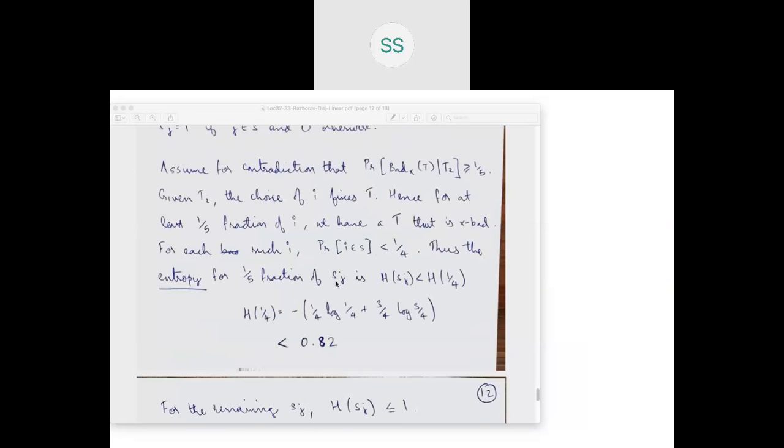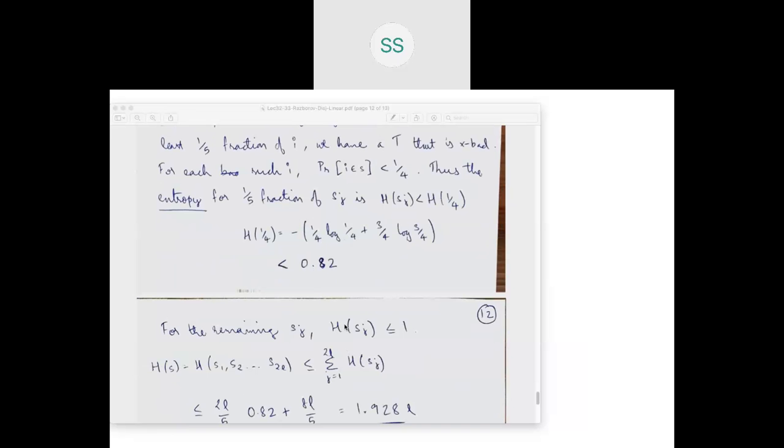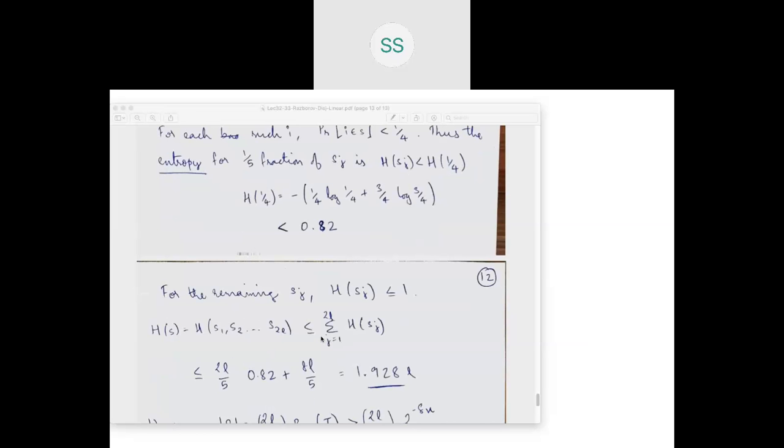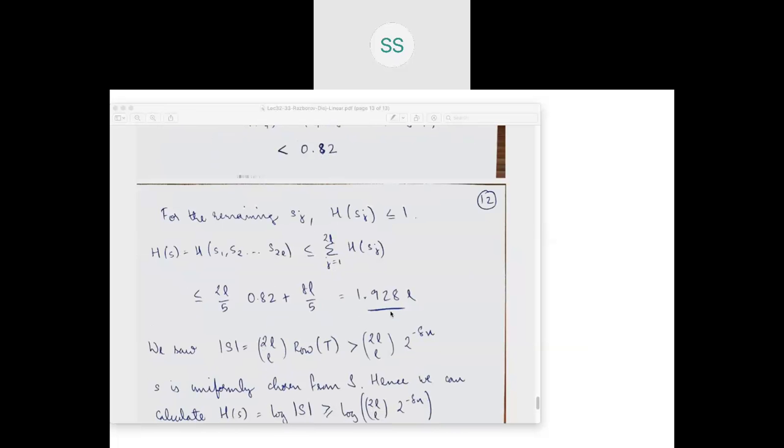And for those Sj, we have that the entropy of Sj is less than the entropy of 1/4, which is 0.82. For the remaining Sj, the entropy is at most 1. Now we can consider the entropy of the entire 2L sized bit string, which is at most the sum. If they're independent, this would be exactly the sum. Since they're dependent, the sum forms an upper bound. So we know that 1/5 of the 2L are upper bounded by 0.82 and the rest are upper bounded by 1. So you get 1.928. So it is sufficiently away from 2. That's all that matters.